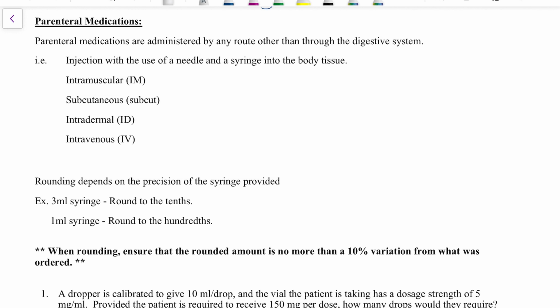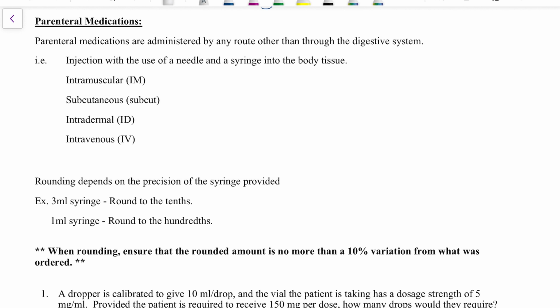Rather than rounding to a full or a half, we're looking at rounding based on the calibration of the syringe that's being used. So for example, if we're using a 3 milliliter syringe, then it's in tenths. And if it's a 1 milliliter syringe, then we're rounding to the hundredth. So it depends on what the markings are on the syringe that you're using.